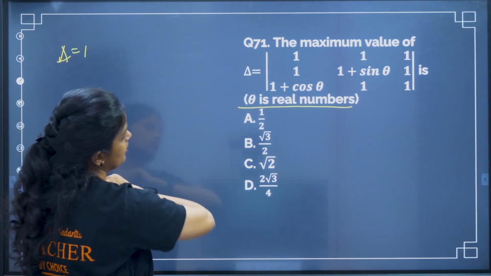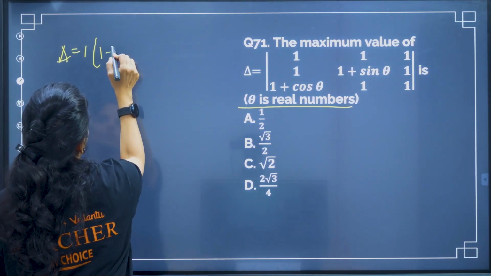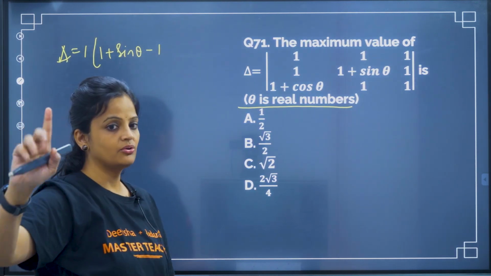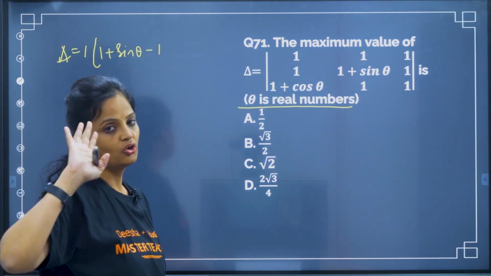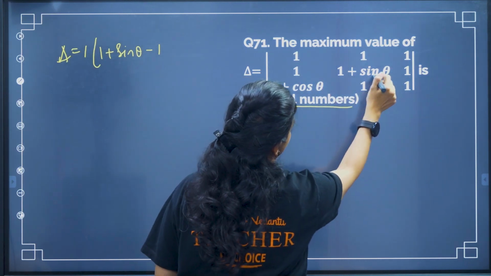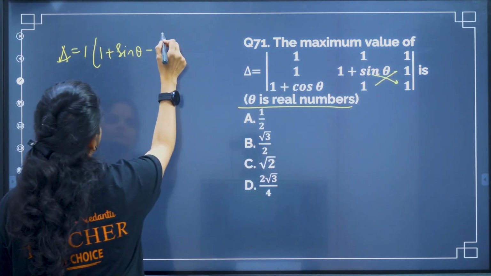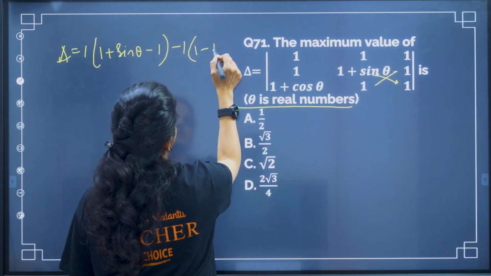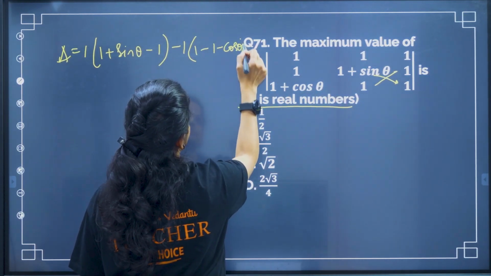Determinant is equal to 1 into 1 plus sine theta. All of you know how to expand, right? I don't have to teach that again. So 1 I am taking, close the row, close the column and multiply. Minus 1 into 1 minus 1 minus cos theta.